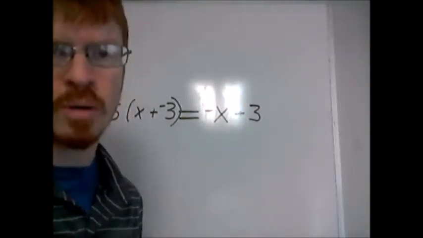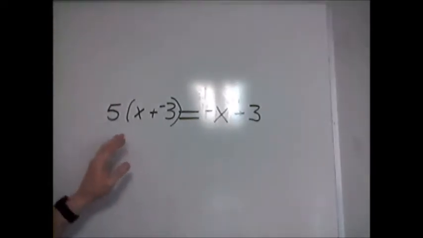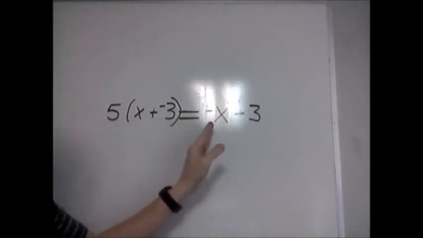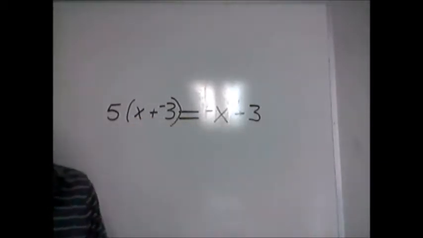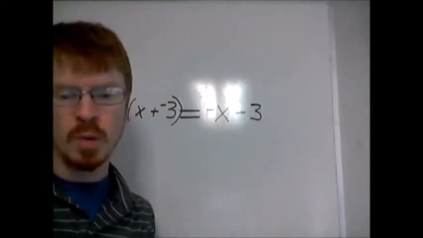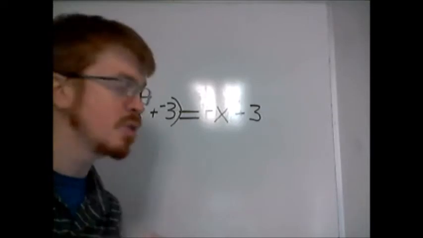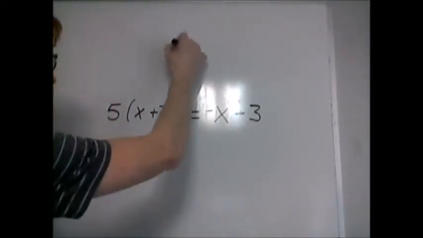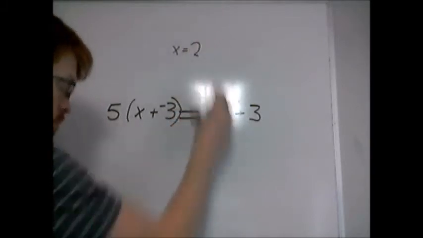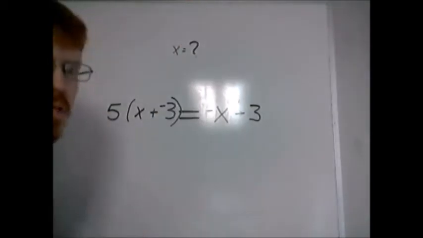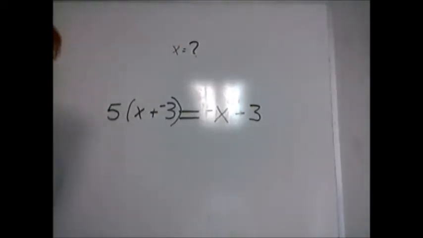So your equation comes out to 5 times the sum of x and negative 3 is negative x minus 3. All right, then it goes through and tells you to find the number. So it wants to know what is that variable? What does that represent? So basically at the end, x equals what? What does x equal? That's what you're trying to figure out. So let's go ahead and do that.